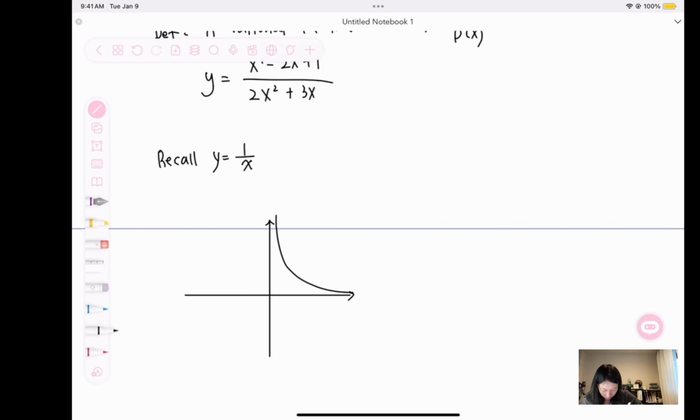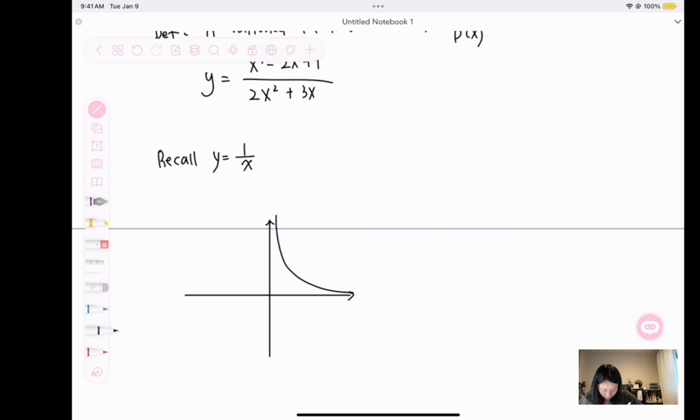Okay, so now let's look at the end behavior. Remember what end behavior is? We discussed that in the polynomial chapter. It is, as x approaches infinity, where does y go? Let's look at the reciprocal function first. As x approaches infinity, y goes to 0. Now, if x goes to negative infinity, y also goes to 0.